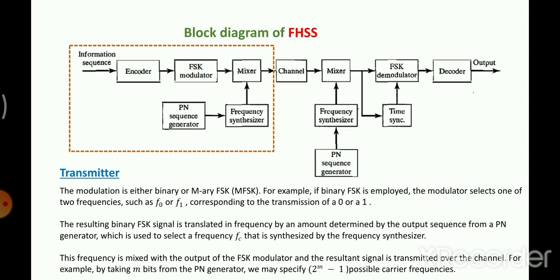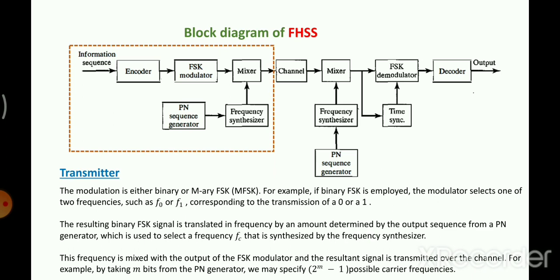Now how many possible combinations can you have, how many carrier frequencies can you have? It depends entirely upon the PN sequence. If the PN sequence is generated from m bits, then you can have 2 raised to m minus 1 possible carrier frequencies. Suppose you have a 4-bit PN sequence generator. Then you have 2 raised to 4 minus 1, that is 15 new frequencies that will be generated.